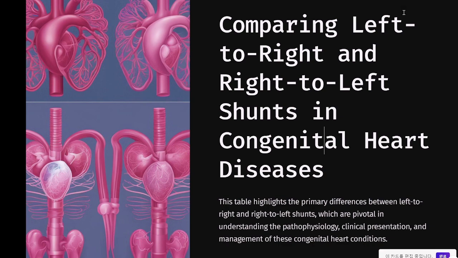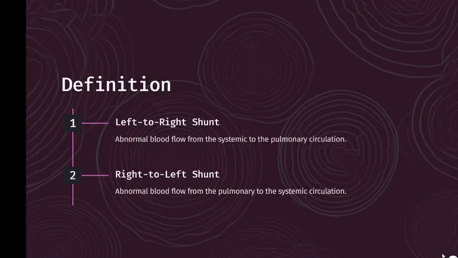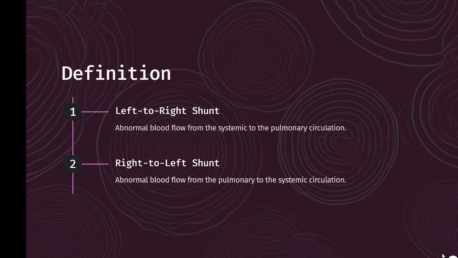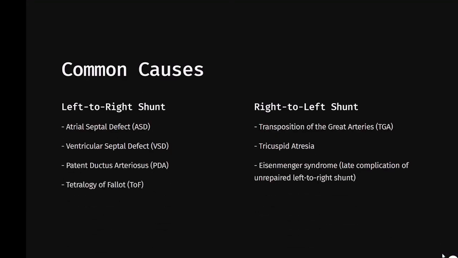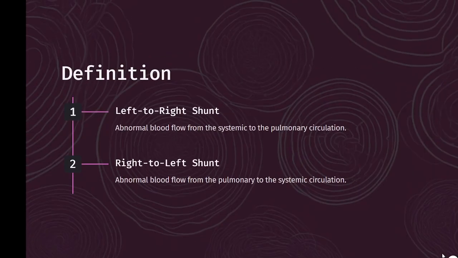Here's a comparative table between left to right and right to left shunts in congenital heart diseases. Feature: left to right shunt, right to left shunt. Definition: abnormal blood flow from the systemic to the pulmonary circulation. Abnormal blood flow from the pulmonary to the systemic circulation.